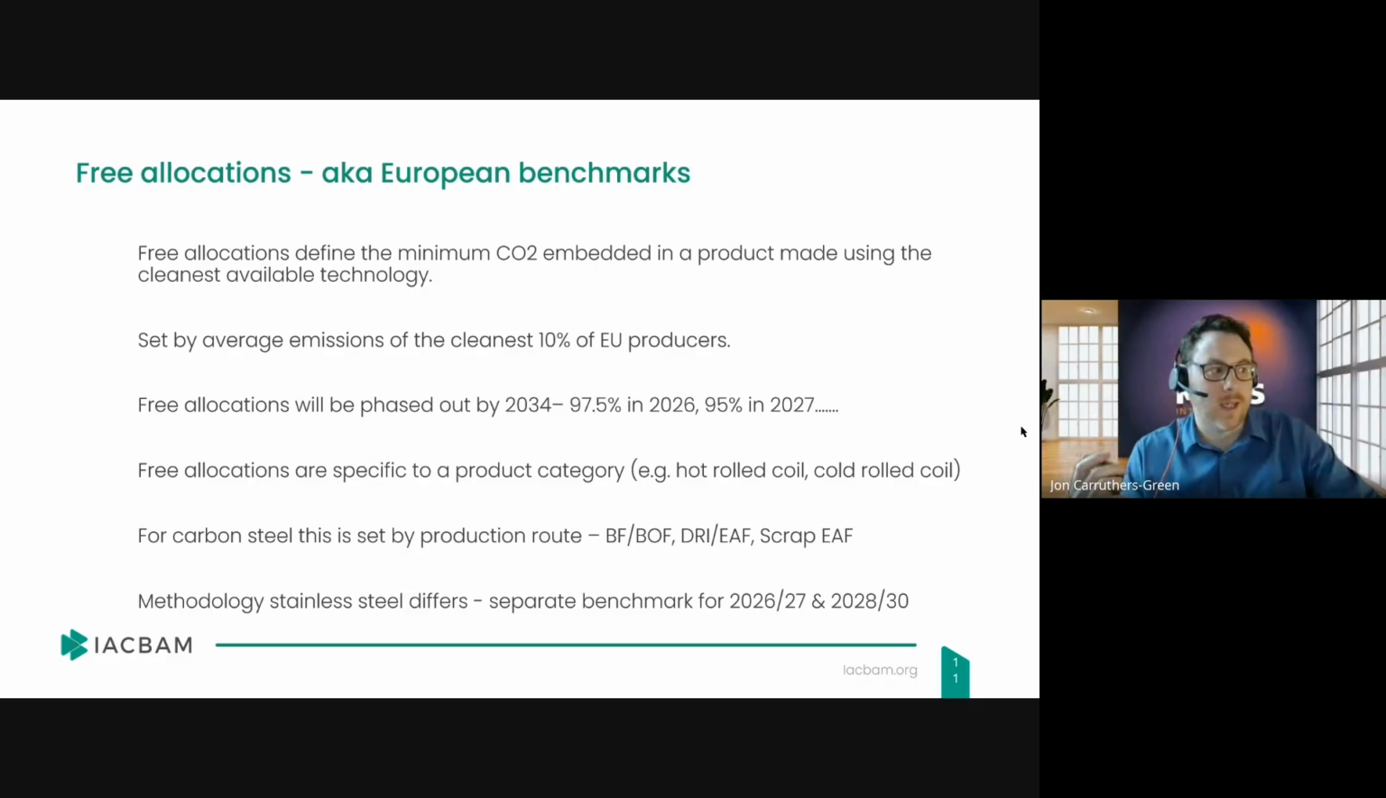In 2026, 2.5% of these free allocations are going to be removed. Next year, that number is going to be 5%.